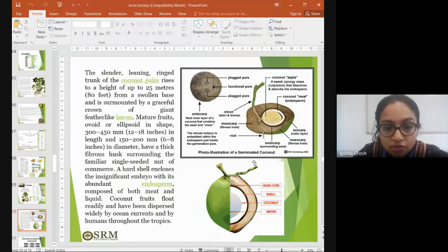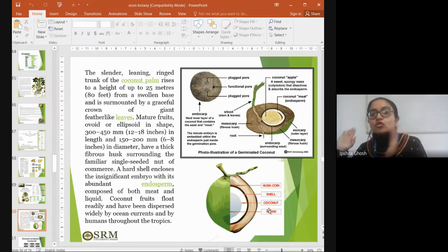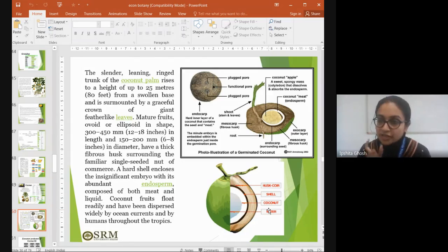Regarding the fruit type, you can see there's an exocarp, which is the hard outer layer. There's the mesocarp, which is the layer in between, and ultimately you have the endocarp. Endo means inner, exo means outside. That is how you should remember the terms. The prefix exo means outside or outer, so exocarp means the outer layer, and endo means inner.